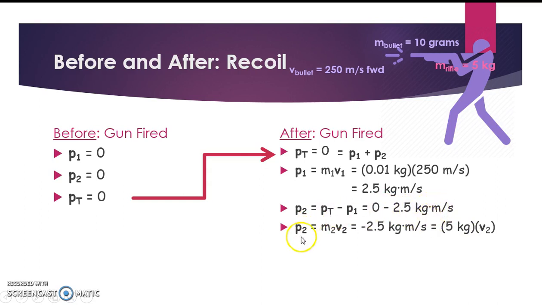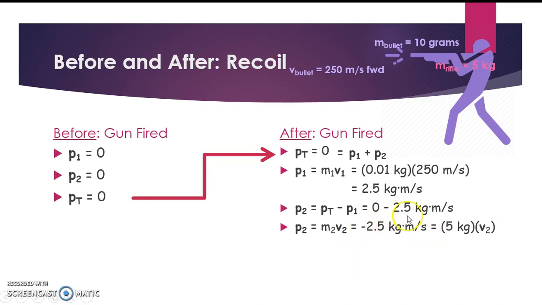Now, and only now, you can note that P2 is M2 times V2. P2 is the momentum of the rifle. You can't measure the momentum of the rifle. You can feel it, but you can't see it. What we need here is not the momentum, but the velocity, the speed and the direction.